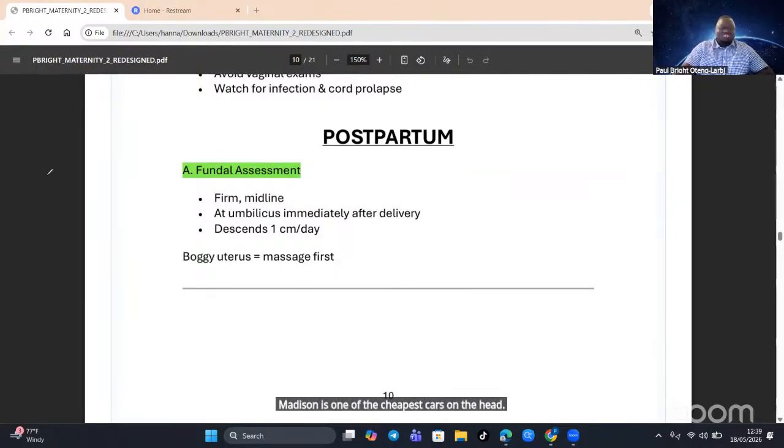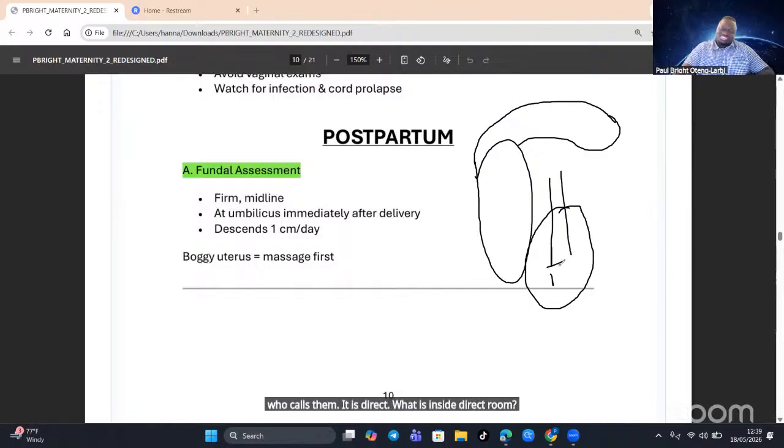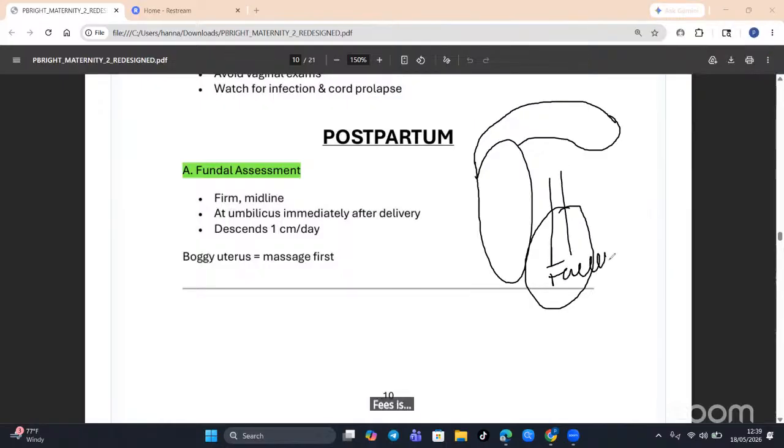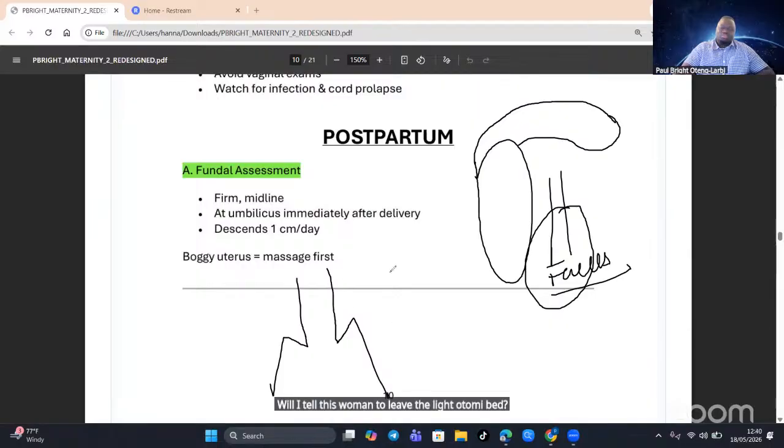Okay. Let's go. So they say the uterus, this time around, the head has shifted to the left side. Now what causes it is the rectum. What is inside the rectum? Feces. Will I tell this woman to leave the lithotomy bed and go and poo-poo? No. So you're going to do your manual removal.